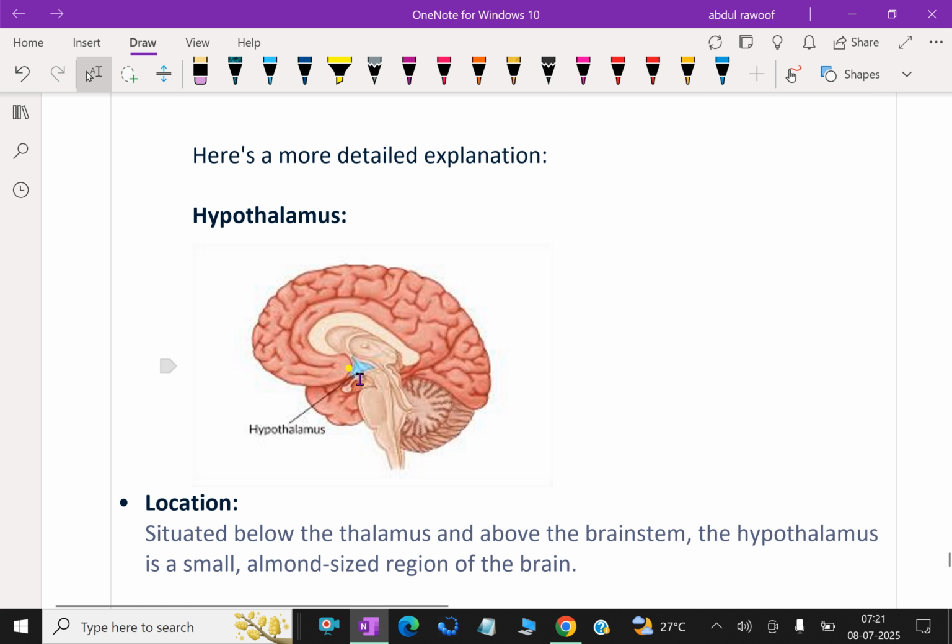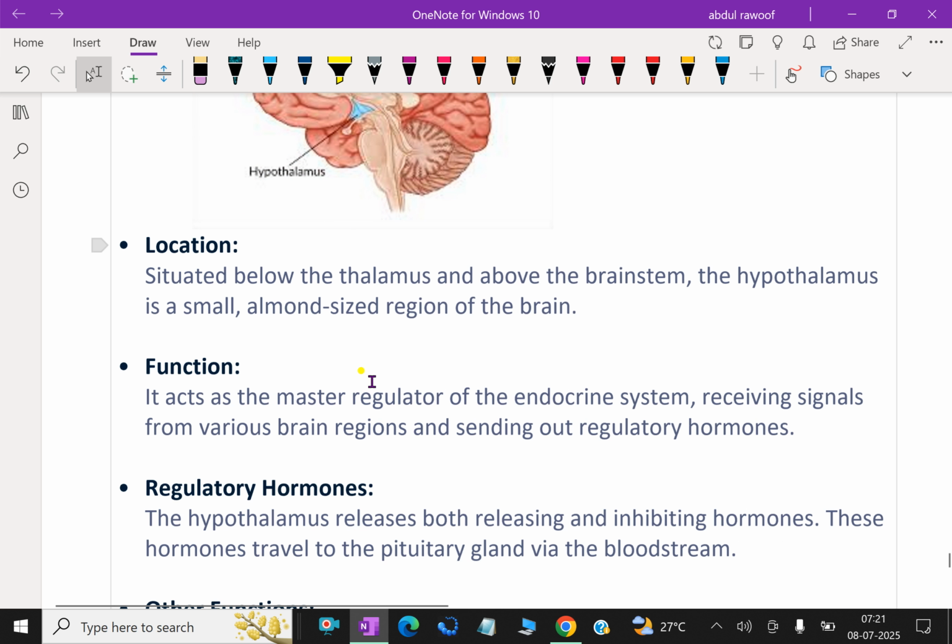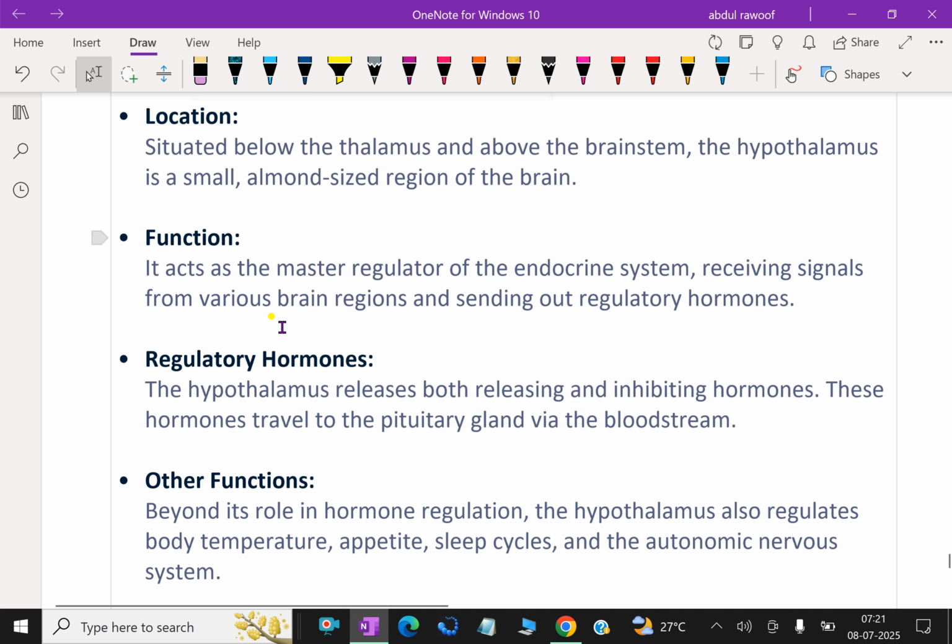Hypothalamus. The hypothalamus is located here, situated below the thalamus and above the brain stem. It is a small, almond-sized region of the brain. Function: it acts as the master regulator of the endocrine system, receiving signals from various brain regions and sending out regulatory hormones.